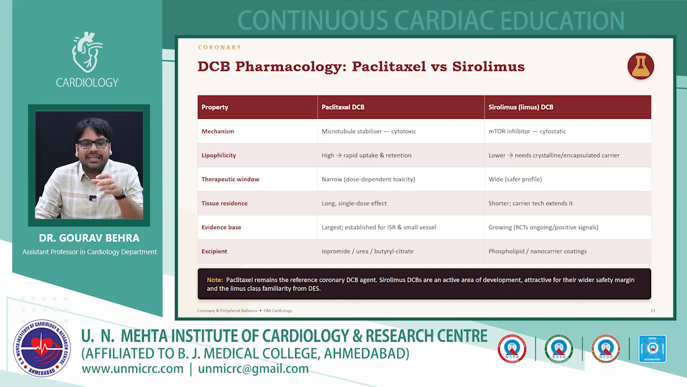Presently, most of the evidence is with paclitaxel drug coated balloons for ISR in small vessels. There are different trials, we'll discuss that. Similarly, with sirolimus there are fewer studies, and ongoing RCTs are being done with the sirolimus drug coated balloon. So paclitaxel remains the reference coronary DCB. Sirolimus is an active area of development, and this is attractive because there is a safer profile, as the therapeutic window is large. So in coming days, you will be seeing sirolimus DCB as well.